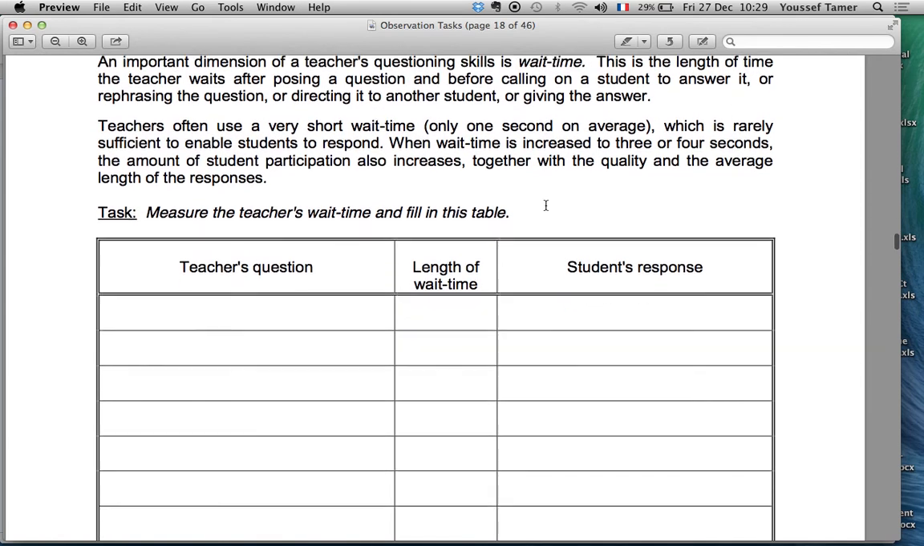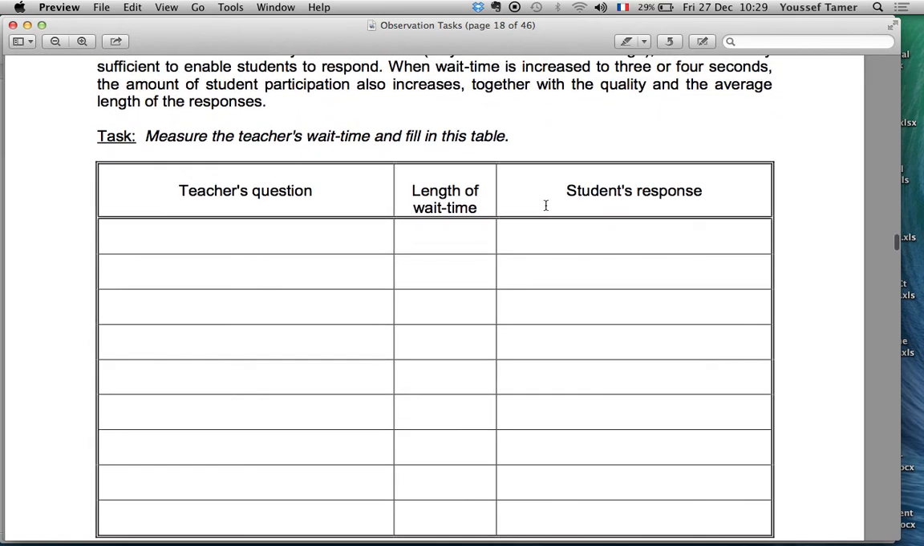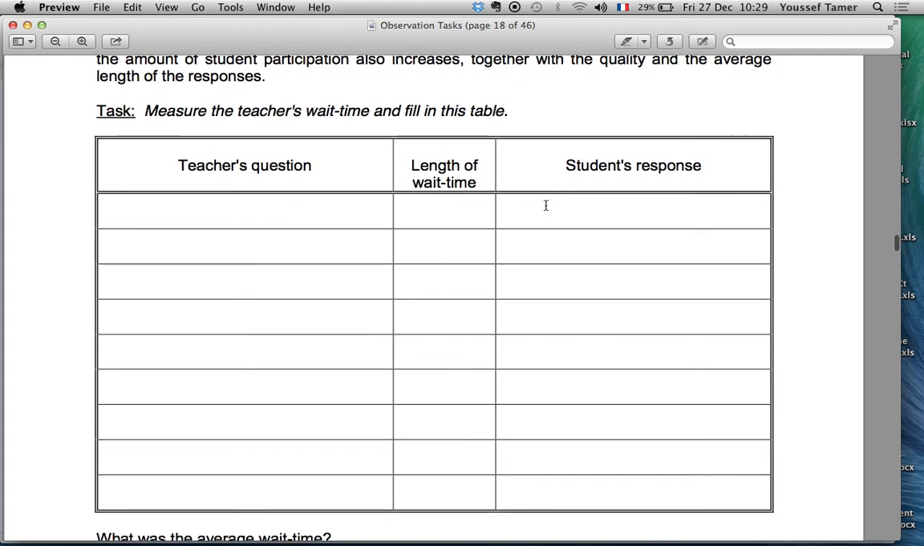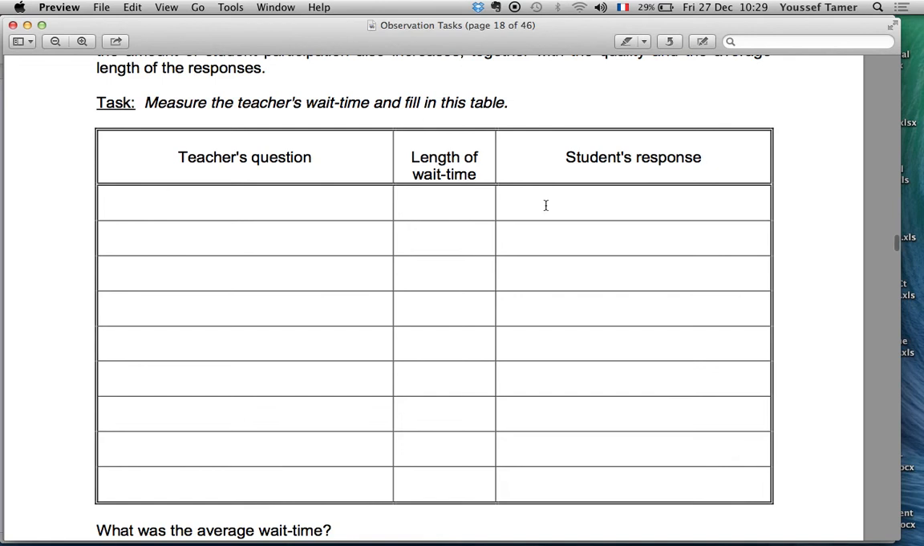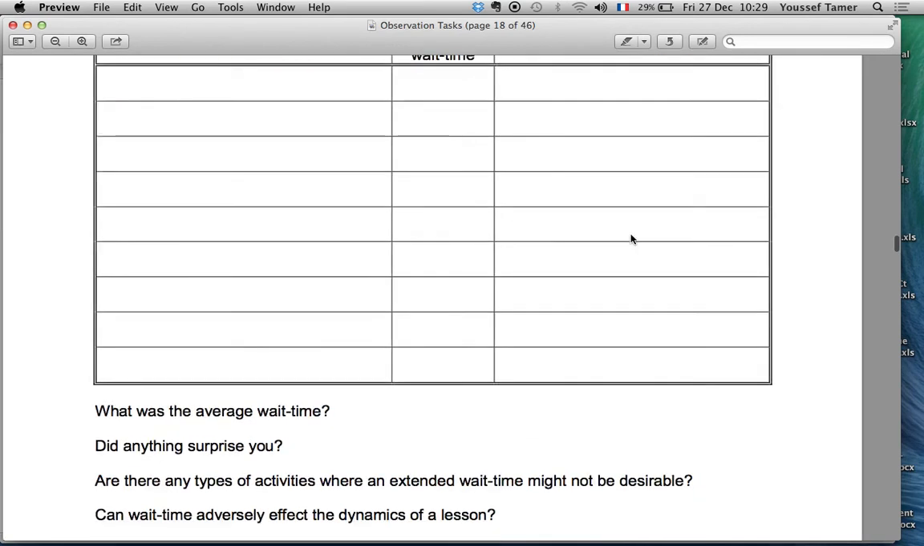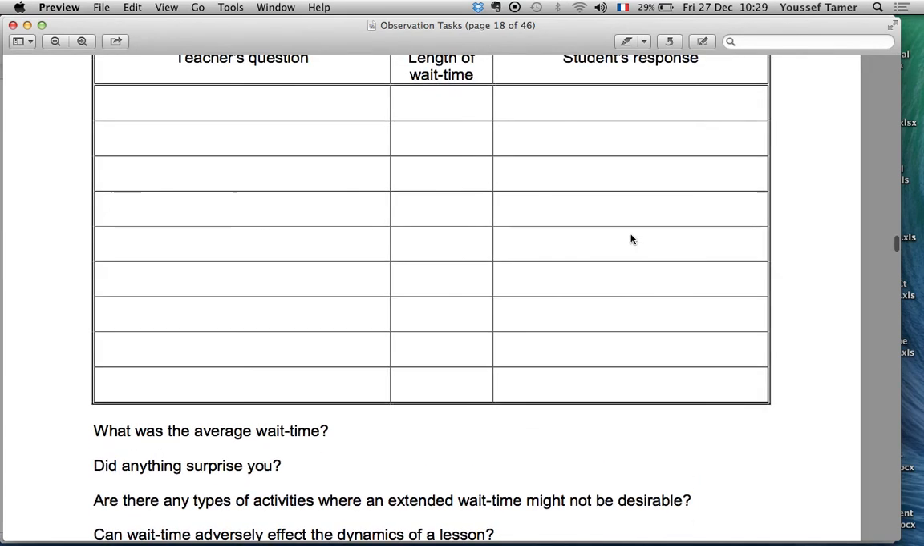So, some of the things you can do: measure the teacher's wait time and fill in this table. Teacher's question, length of time or wait time, and then students' response. Was it good? Was it okay or not okay? So, what was the average wait time? You have to calculate the average wait time.